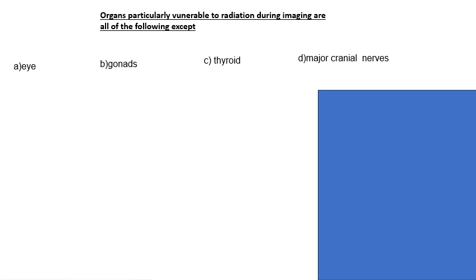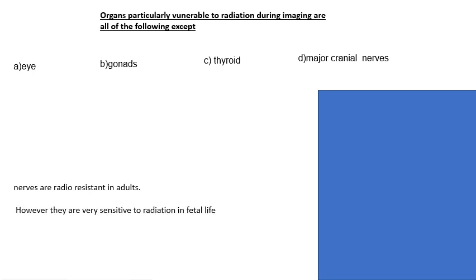Okay. So organs particularly vulnerable to radiation during imaging are all of the following except, so read the stem carefully. Is it the eye, gonads, thyroid, or major cranial nerves? The answer is major cranial nerves. Nerves are resistant. That is why most nerve tissues or nerve tumors are resistant to radiotherapy also. Not all of them, but by and large, they are resistant. But nerves are radio resistant in adults only. In fetal life, they are sensitive.